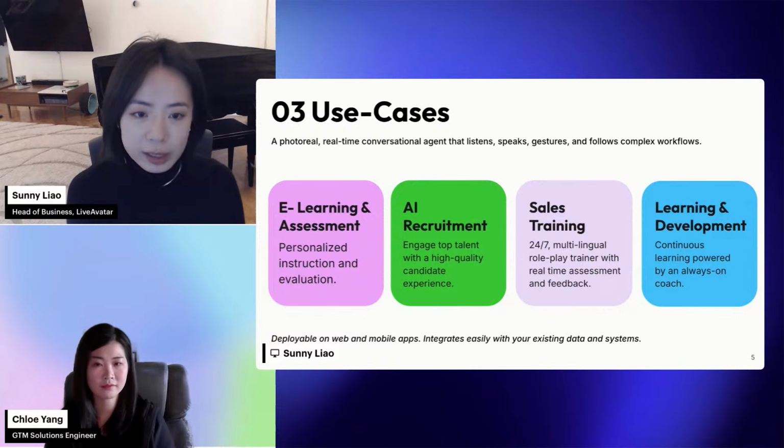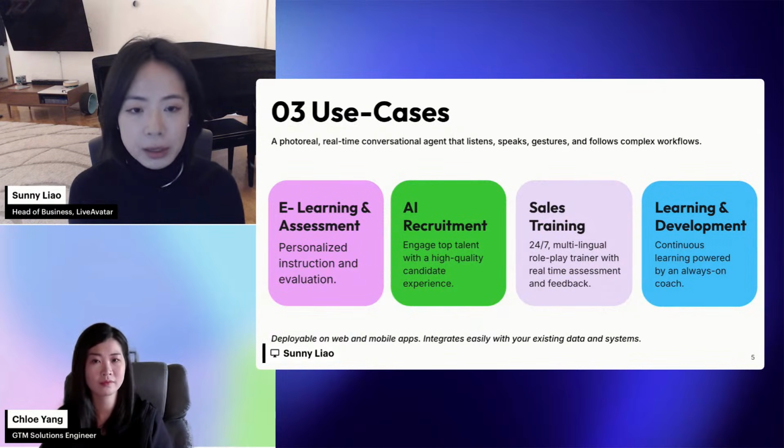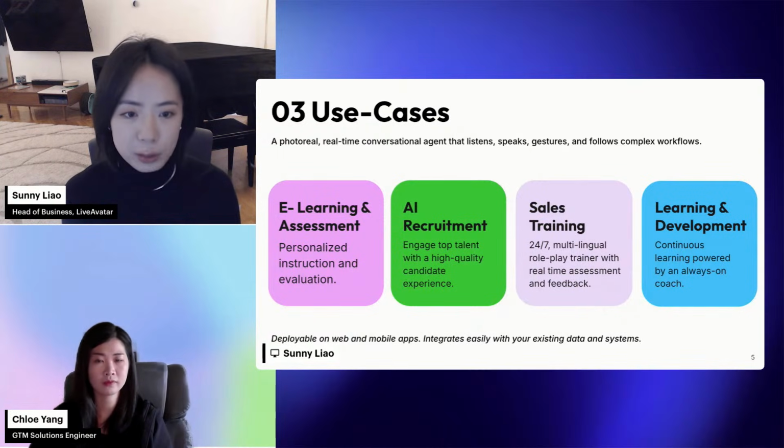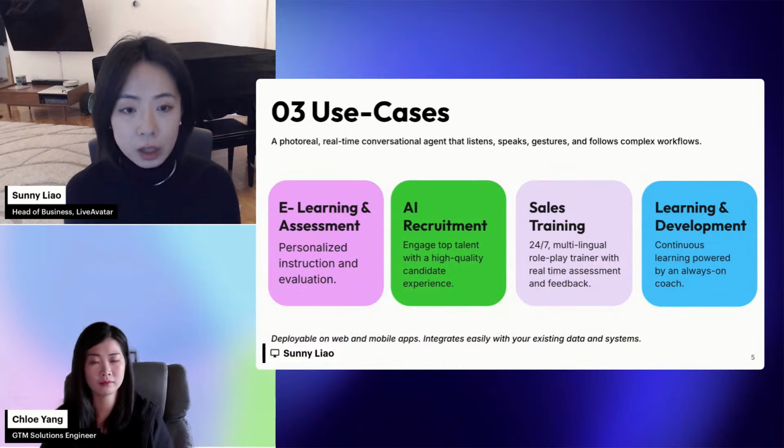So e-learning assessment, I think, is the first one, which is very easy to understand. Teachers can talk to the students anytime, like avatar teachers, right? Students don't have to do a full session, like 40 minutes for a session. They can talk to the avatars anytime to practice the knowledge and also the syllabus.